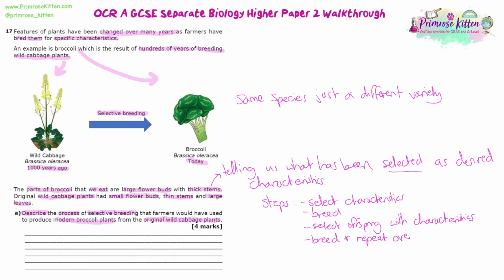Now we just have to turn it into sentences that make sense for this question. Okay, so I've put choose wild cabbage plants with the thickest stems and the largest buds, breed them together, choose from the offspring that also have thick stems and large buds, and repeat this process until all of the offspring have the characteristics that we want, i.e. thick stems and large buds.